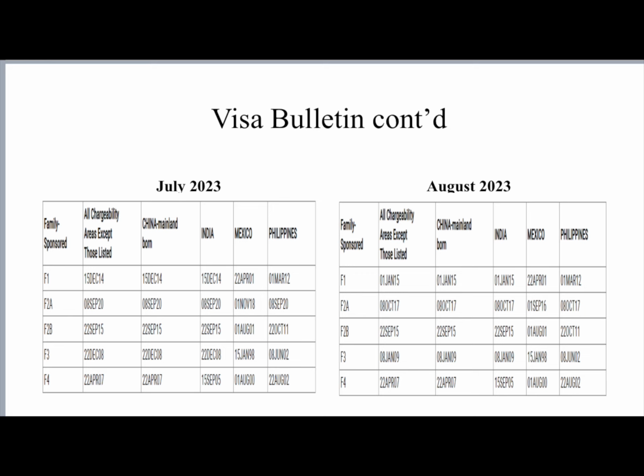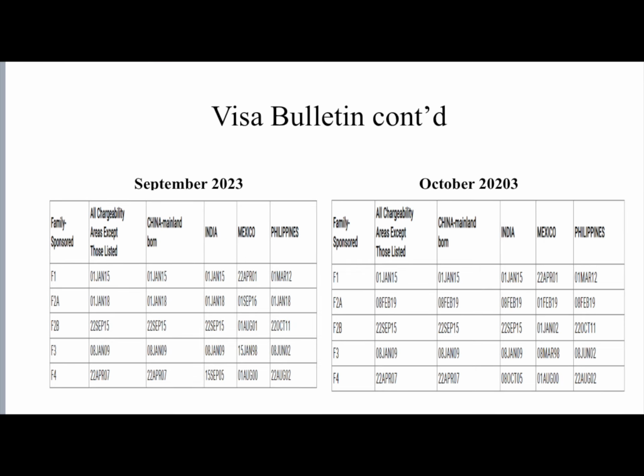So let's head on over to September. F1 remained the same for September. F2A had a little forward movement from the 8th of October 2017 up to the 1st of January 2018. So a little over 2 months they moved. For F2B, it remained the same. F3 and F4 also remained the same.